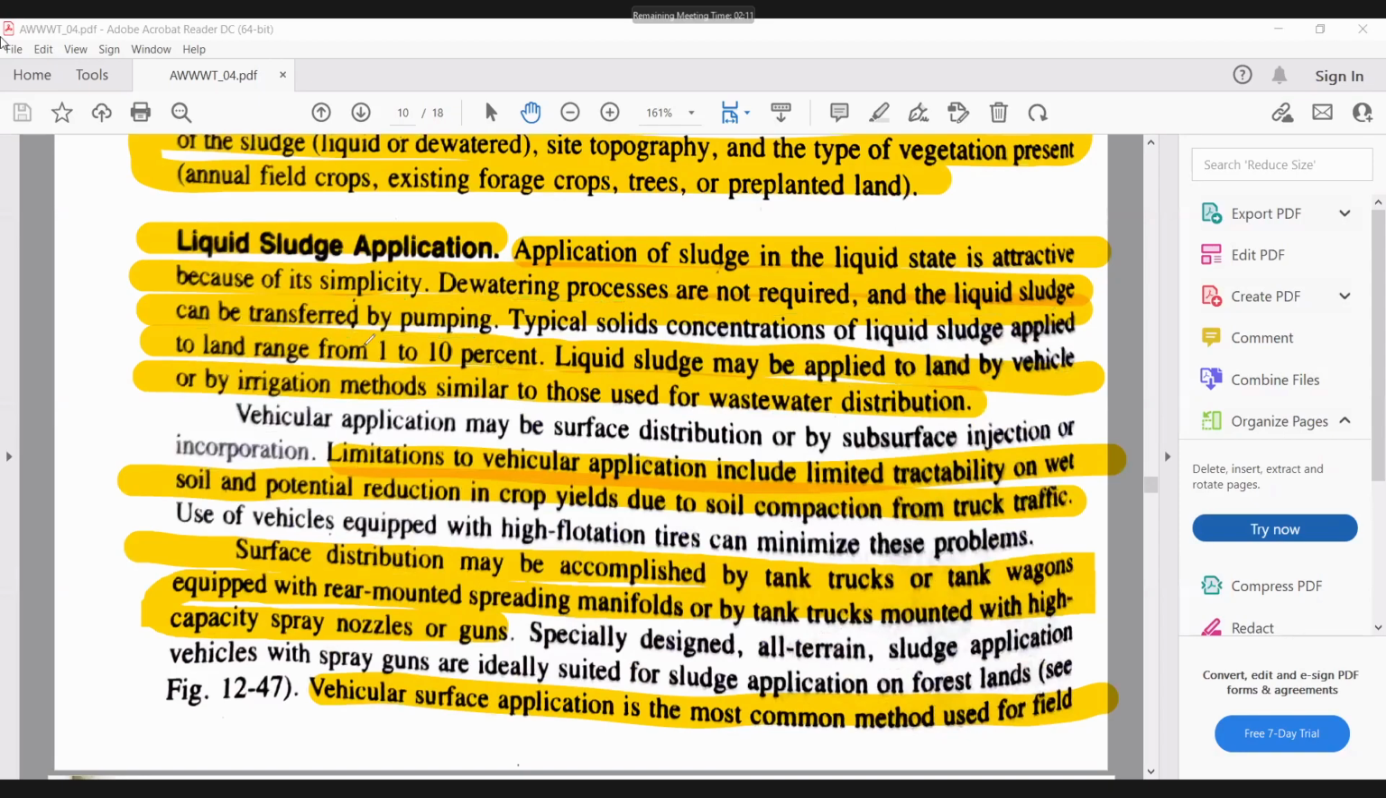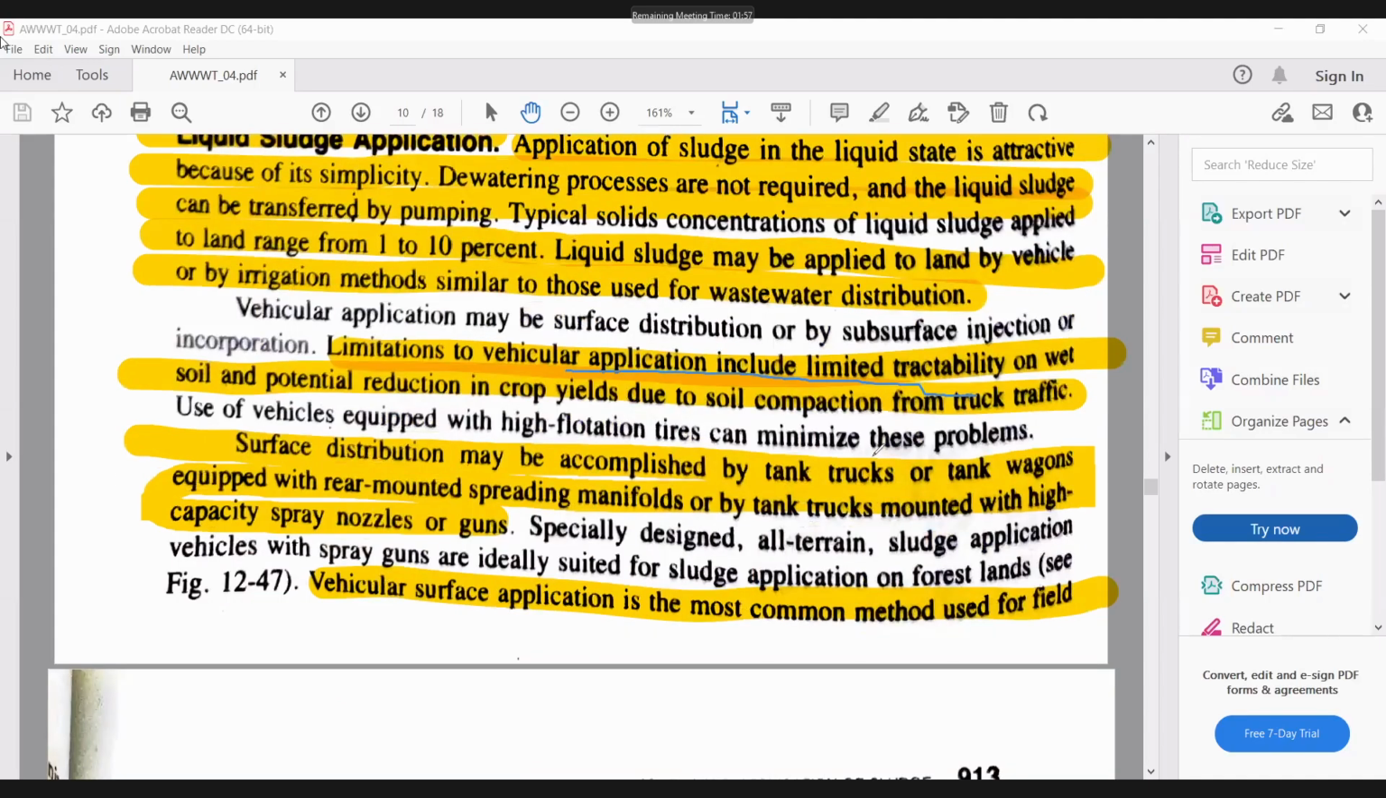So what is the limitation? Limitations to vehicular application include limited trafficability on wet soil and potential reduction in crop yield due to soil compaction from truck traffic. It may be possible that the basic physical characteristics of the soil get damaged. Another, surface distribution may be accomplished by tank trucks or tank wagons equipped with rear-mounted spread manifolds, or a tank truck mounted with a high-capacity spray nozzle or guns. Spray nozzles and guns are quite effective.